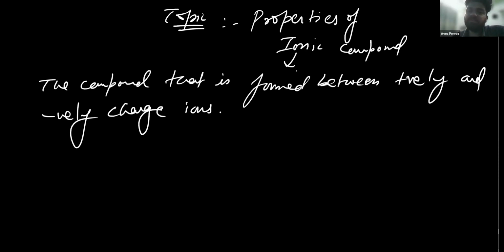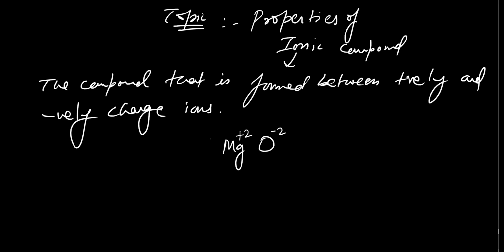The properties of ionic compounds: the compound that is formed between positively and negatively charged ions. For example, if I'm having MgO, is it an ionic compound? Yes, it is an ionic compound. Why? Because it is Mg2 positive and this is O minus 2. Okay. So this is an ionic compound.